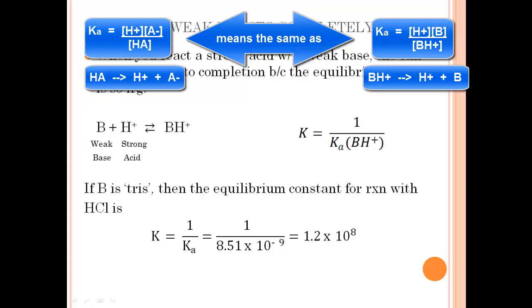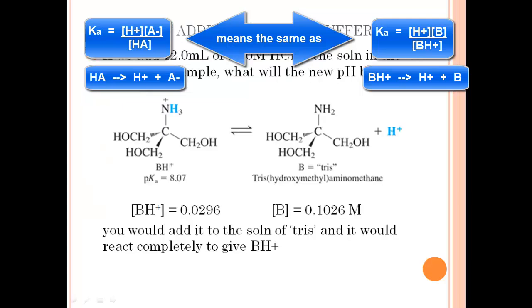So for example, if B is Tris, that commonly used buffer that we talked about in the previous video, then the equilibrium constant for the reaction with a strong acid like HCl would be the inverse of your Ka. Remember, they told us that the pKa of Tris was 8.07. As a matter of fact, it's right here. That's what I had shown you before in the previous video. But the pKa is 8.07.